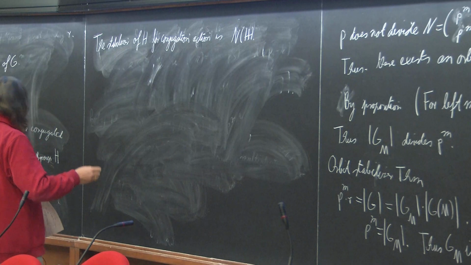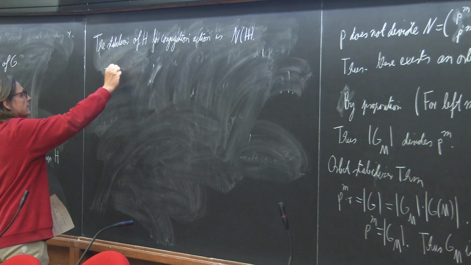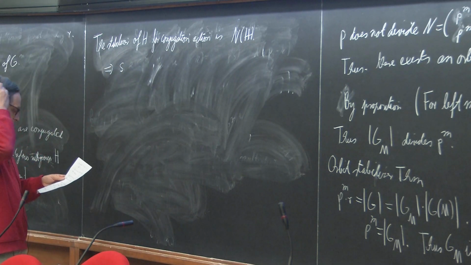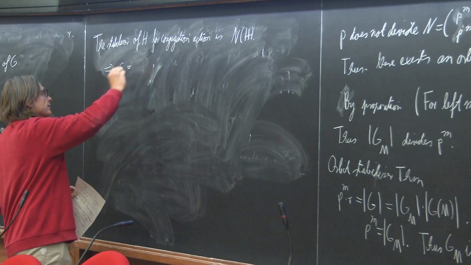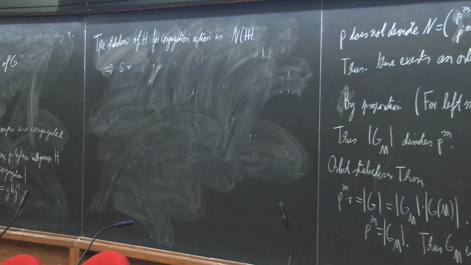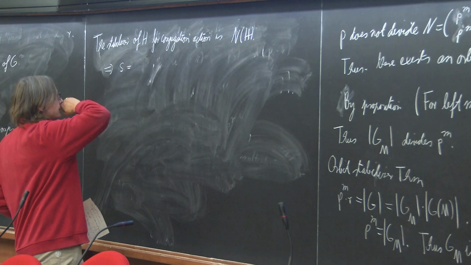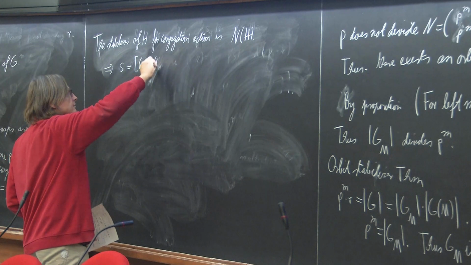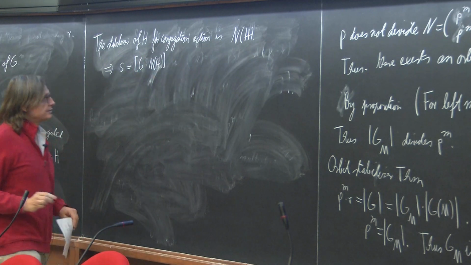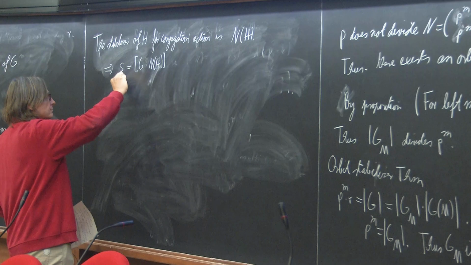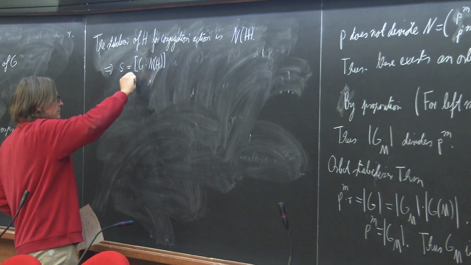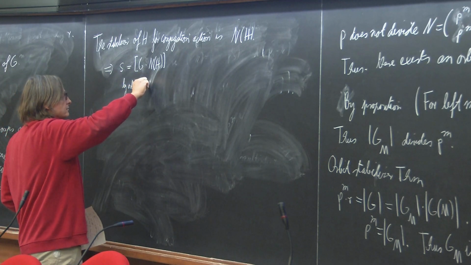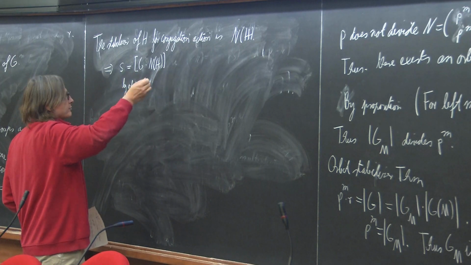So it follows that this number S is equal to the number of elements in the orbit, which is the index of the stabilizer in G. So S is equal to the index of N H in G, again by the orbit stabilizer theorem, or something we proved in preparation to that theorem.